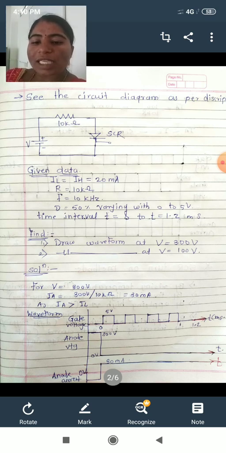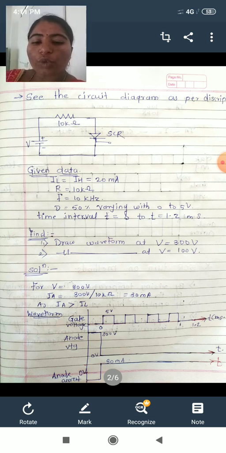Now from this we have to calculate the anode current. The anode current is greater than 20 milliampere. 20 milliampere is the latching current, or we can say the holding current. The holding current and latching current given in the problem statement are the same. As the calculated anode current is greater than the holding current and the latching current, the anode current is high enough that we can easily turn on the SCR.